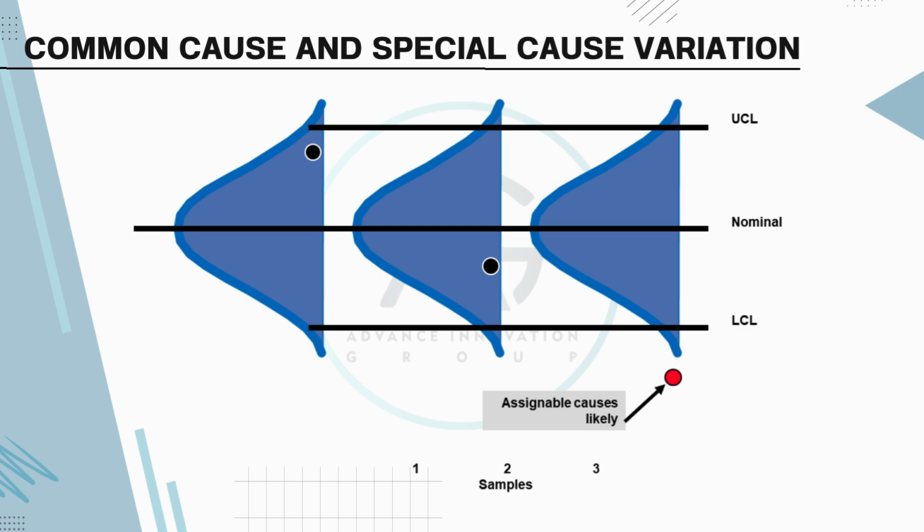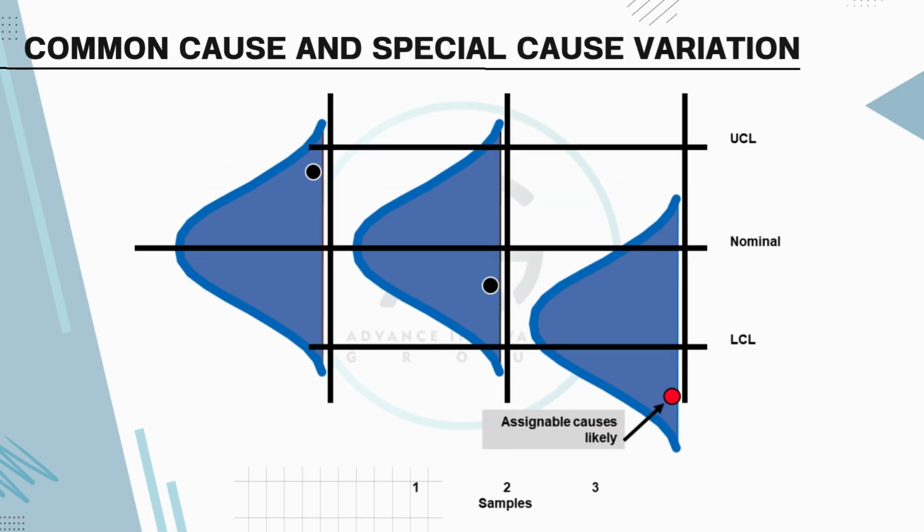This is unusual and likely caused by an assignable cause, such as a change in material, machine malfunction, or human error. The red dot outside the LCL signals a point that requires investigation, as it suggests that the process may no longer be in control. Understanding the difference between these variations is essential for quality control and continuous process improvement. Common causes are dealt with by improving the system, while special causes need immediate investigation and corrective action.